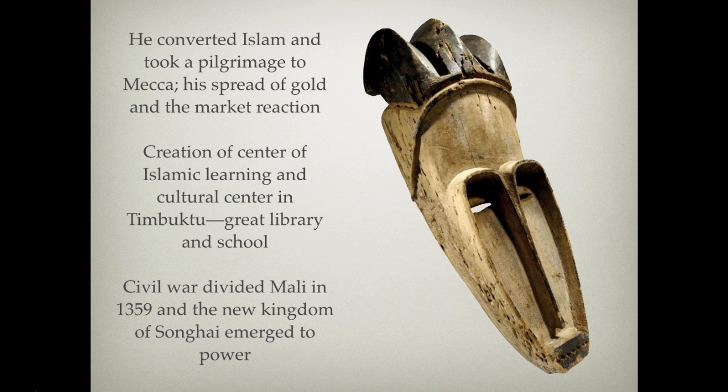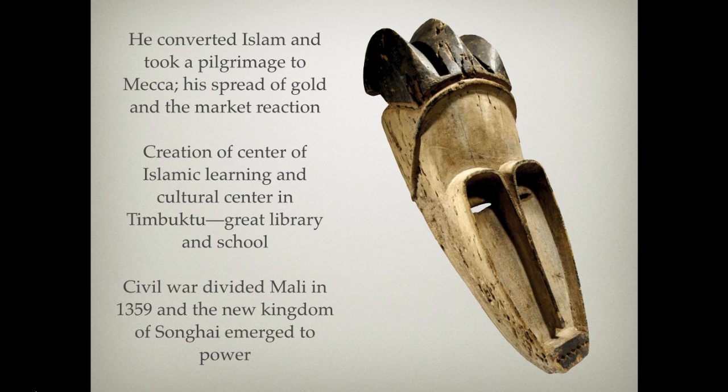Now, inevitably, what he ends up doing is he creates a center of Islamic learning and culture around Timbuktu when he returns. He fashions a great library. He fashions a school dedicated to the studying of the Quran and to writing. But inevitably, we see civil war erupt and divide Mali in 1359. And a new kingdom arises in that same space, the Songhai, and they emerge powerfully and really take over much of what the Mali had established.